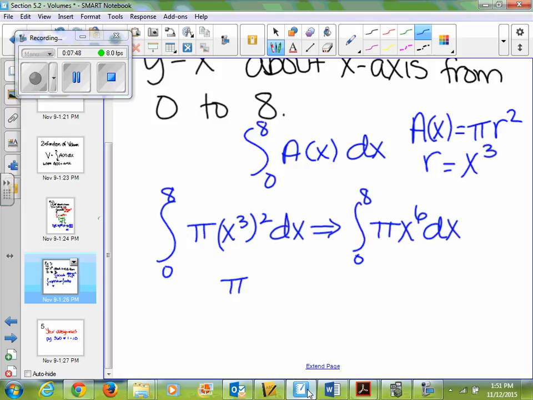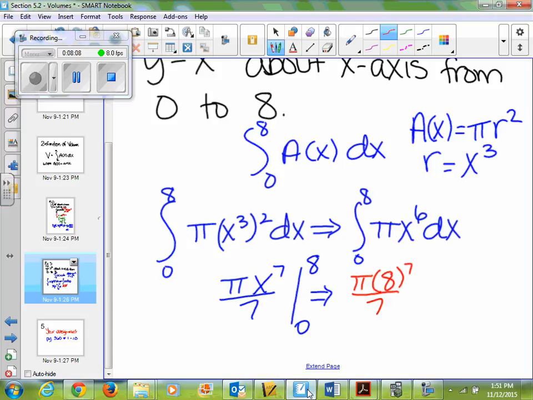So if I go to integrate it, pi stays the same. What happens to x to the 6th? X to the 7th over 7. And I'm going to integrate that from 0 to 8. Doing so, I get pi times 8 to the 7th over 7 minus pi times 0 to the 7th over 7.